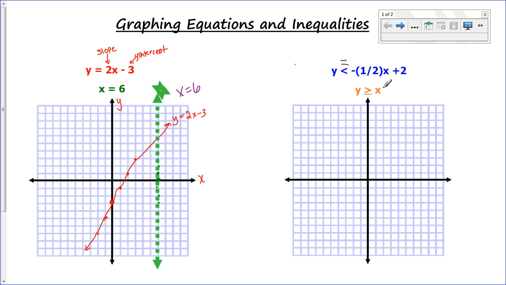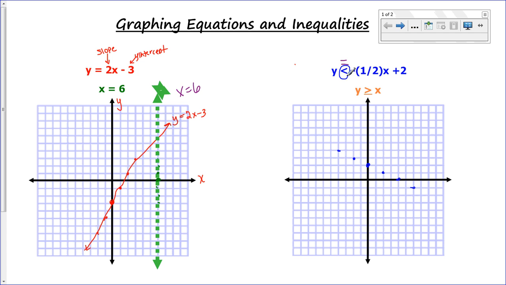So if I find my blue pen here, I want to start at positive 2 on the y-axis. And I want to have a slope of negative 1/2. That means down 1, right 2. Down 1, right 2, down 1, right 2, or left 2, up 1. Same idea. Now when I connect the dots this time, I need to look at the alligator.